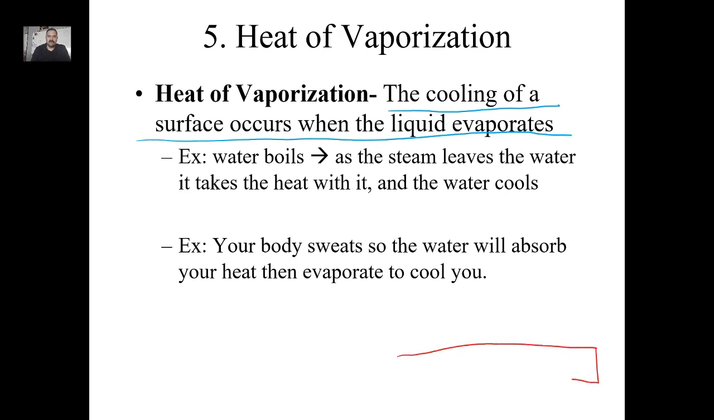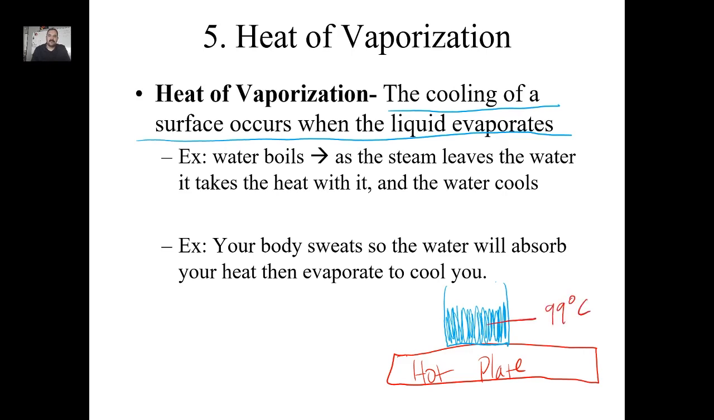So what's a hot plate? Well, what do we use it for in chemistry? All right, so we use it to warm things. So over here we have a beaker with some water in it. And our goal is going to be to boil off the water. So the water reaches a temperature of 99 degrees. So this water is at 99 degrees Celsius.